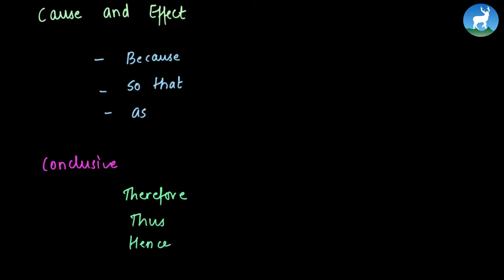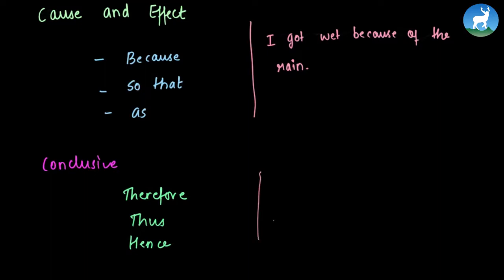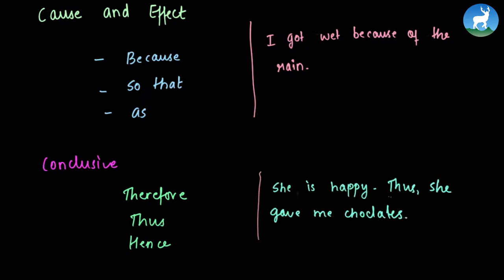I got wet because of the rain. Here, the cause is the rain and I got wet is the effect. Here, because is the cause and effect connective. In another example, she is happy. Thus, she gave me chocolates. Here, thus is the conclusive connective because we are concluding something. She is happy. That's why, as a conclusion, she gave me chocolates.